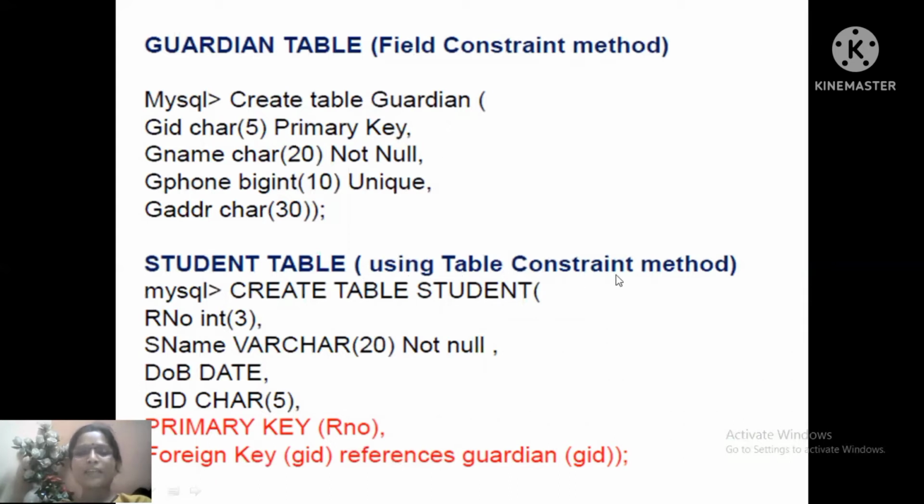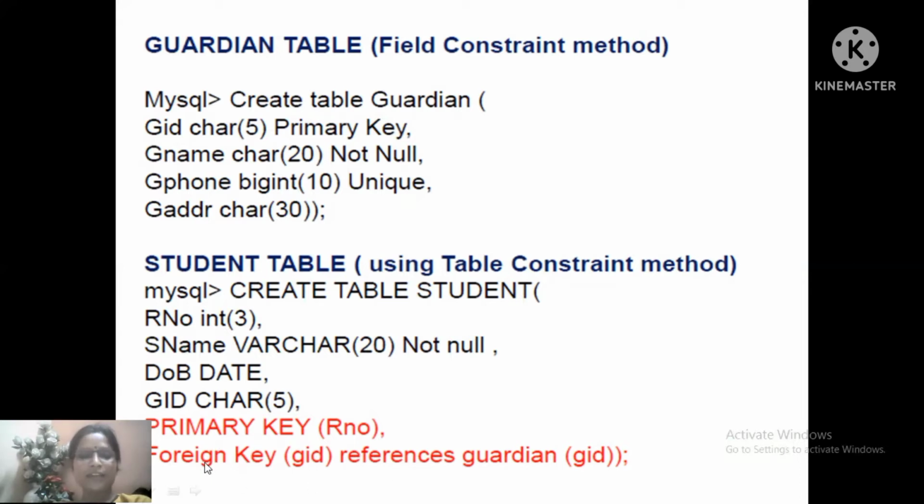Now see the table constraint method. While creating the table student, instead of writing primary key at the roll number entry, I have not written it there. I am writing primary key at the last, and then specifying the column, roll number. This is what is called the table constraint method. That means you are not applying it individually on the column; at the end you are specifying on which column you want to apply it. This is also the table constraint method.